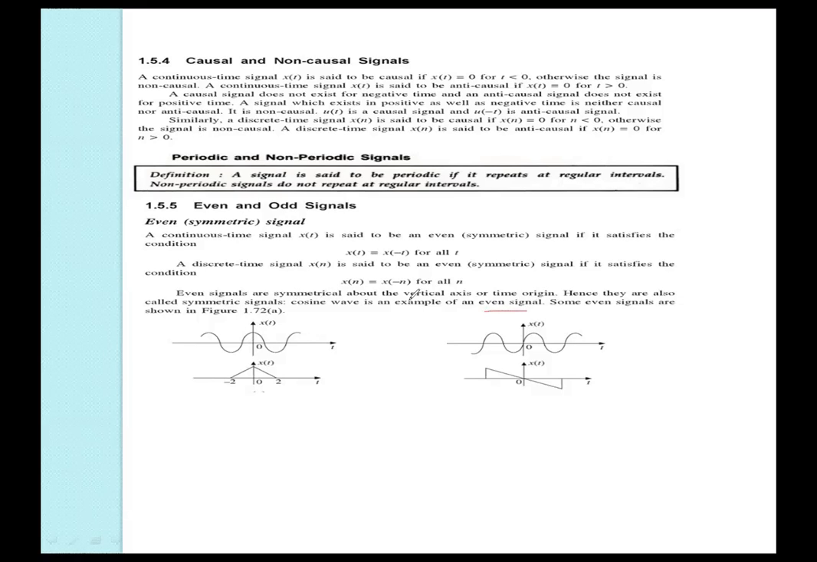Even signals are symmetrical about the vertical axis or time origin, so they are also called symmetric signals. Cosine is an example of an even signal. Some other even signals are also the same: for positive values and negative values, you get the same thing. For the positive values it decreases, and for the negative values also the same. Even functions means x of t is equal to x of minus t, and x of n is equal to x of minus n.